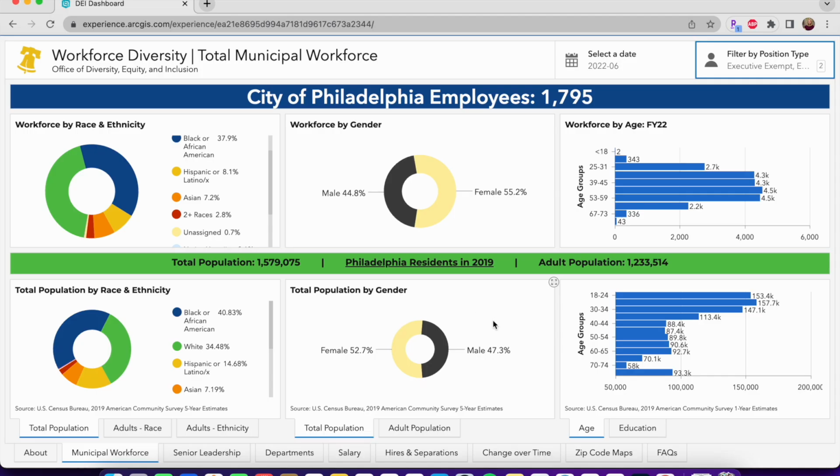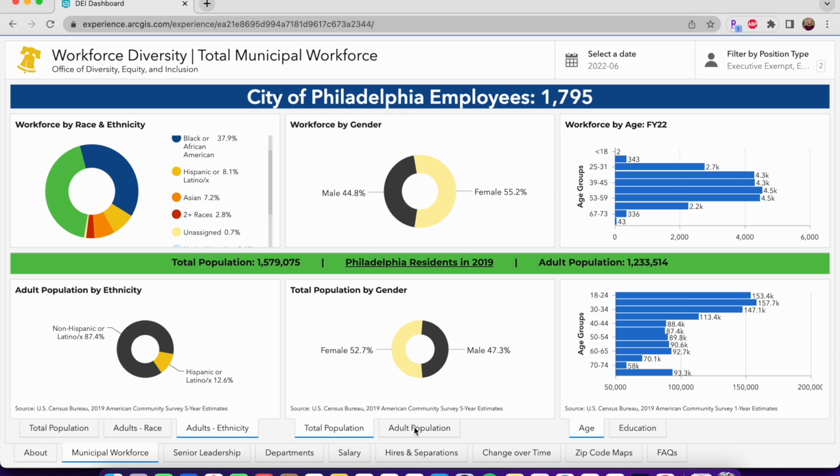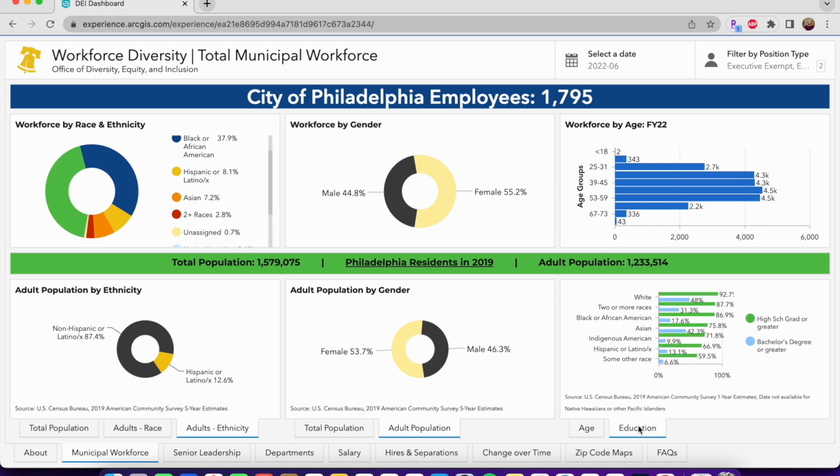The metrics at the bottom are representative of Philadelphia residents living in the city in 2019. The data comes from the U.S. Census Bureau. Back in 2019, we had almost 1.6 million residents and about 1.2 million adult residents, meaning those over the age of 18. At the bottom here, the data is broken by total population, adults' race, and adults' ethnicity. Similarly, by gender, we have total population and adult population. And then over here, we also have the data broken up by age groups and then by education as well.